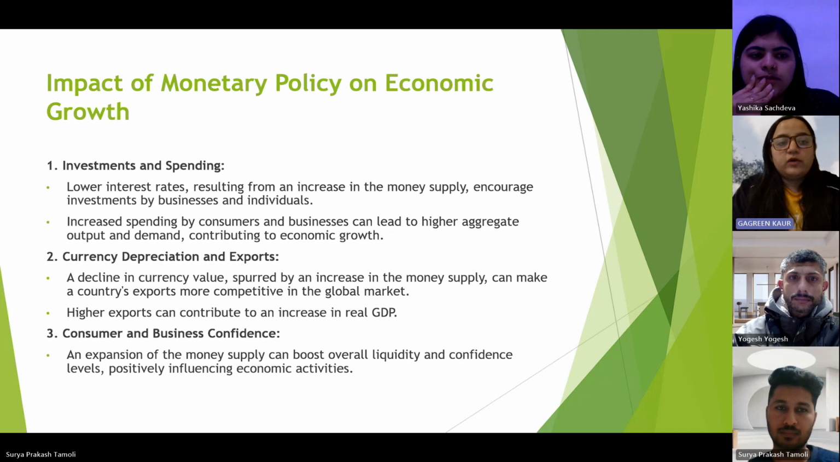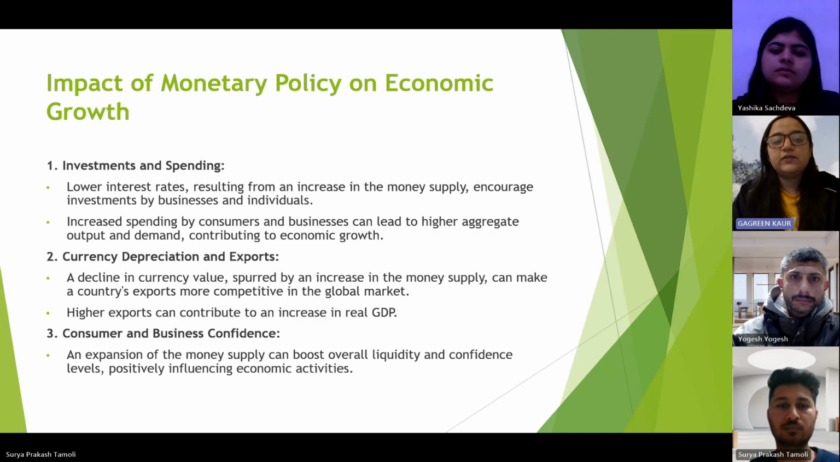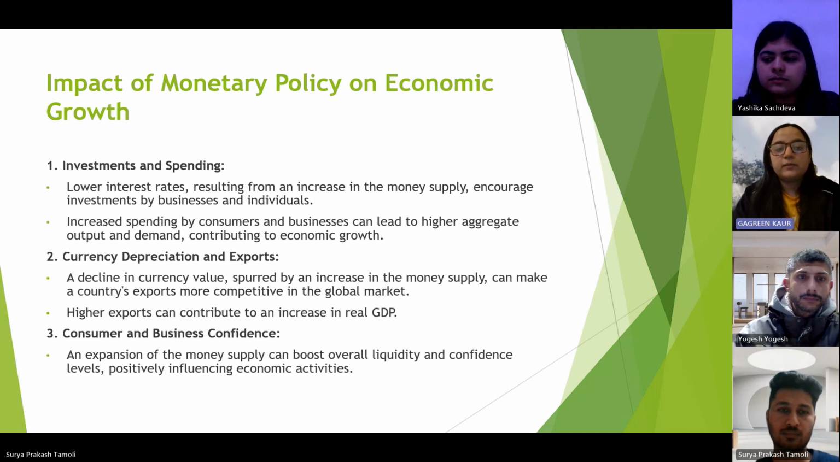So the impact of monetary policy on growth, investments and spending. A lower interest rate resulting from an increase in the money supply encourages investment by businesses and individuals. Increased spending by consumers and businesses can lead to higher aggregate output and demand, contributing to economic growth.